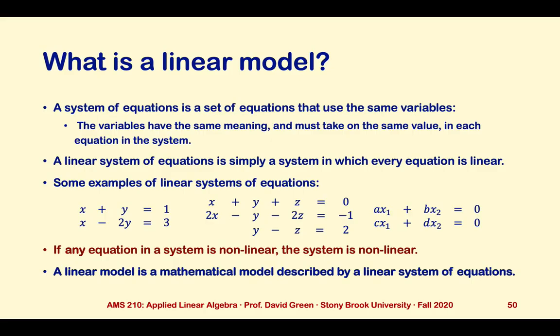Now that we've explained what a linear system of equations is, we can get to really what we mean by a linear model. A linear model is a mathematical model described by a linear system of equations. So fundamentally, when we're talking about linear models, we're talking about mathematical models where all of the terms we work with are this linear form, a constant times a variable.